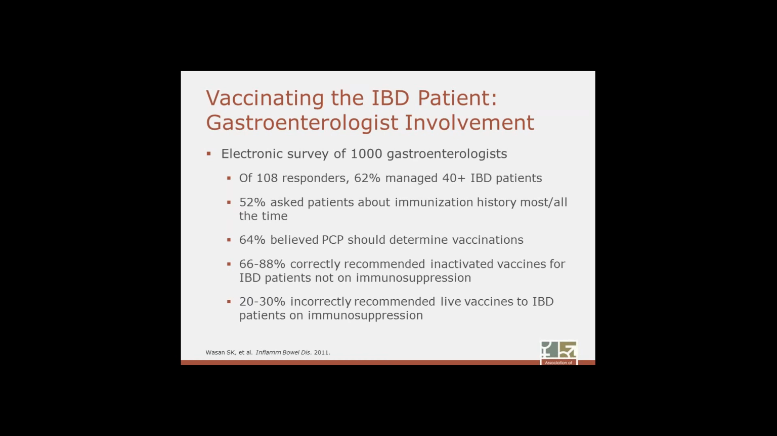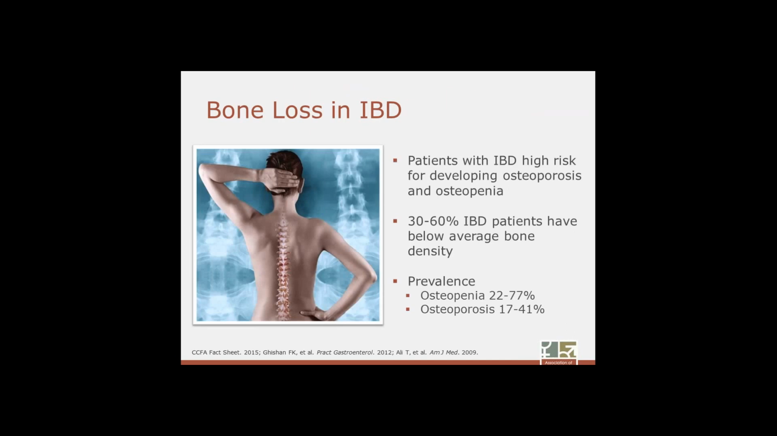Overall, 66% to 88% of gastroenterologists correctly recommended the inactivated vaccines for their IBD patients not on immunosuppressive therapies, while 20 to 30% incorrectly recommended administering live vaccine to their immunosuppressed patients. The results of this survey underscore some gaps in the gastroenterologist's knowledge of appropriate immunizations to recommend to their IBD patients. Switching gears here to bone loss in IBD, patients are at high risk for developing osteopenia and osteoporosis.